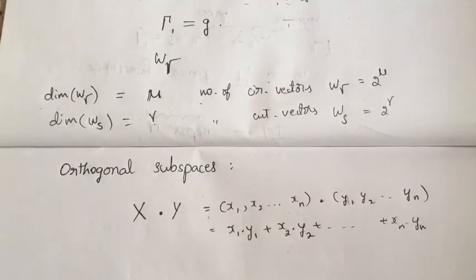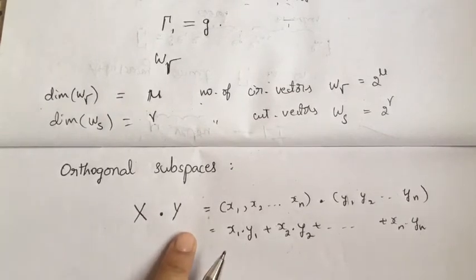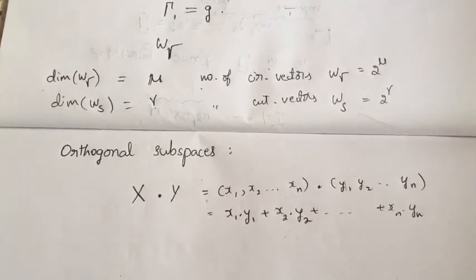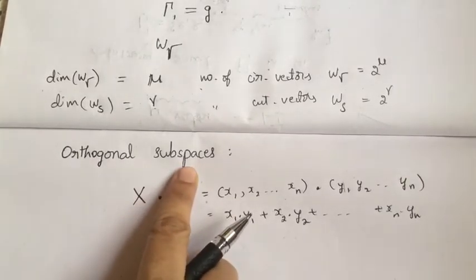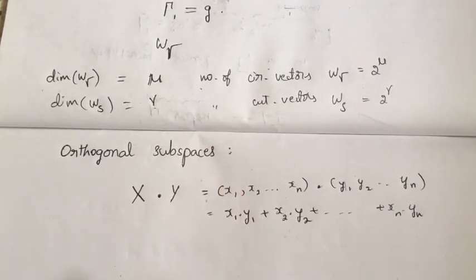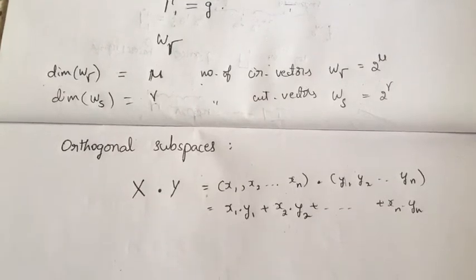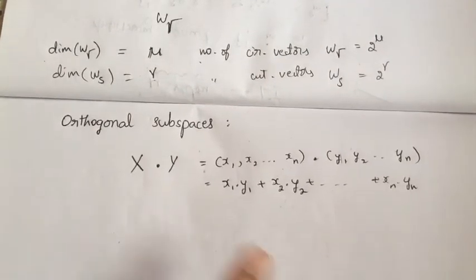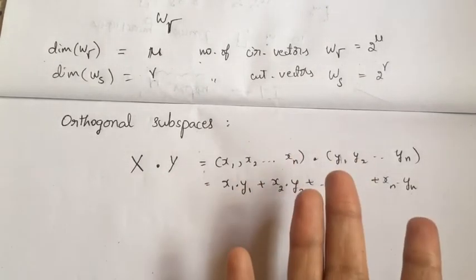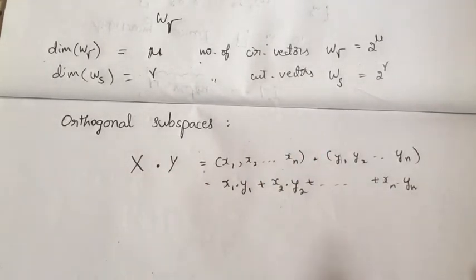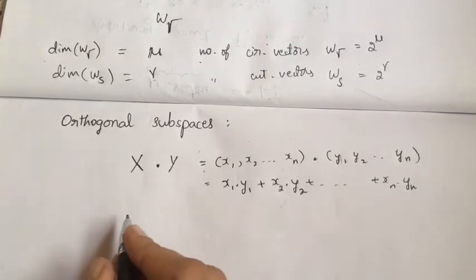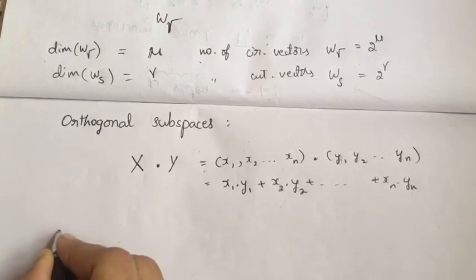Okay, this is the dot product of two vectors x, y in a vector space, say W. I am defining orthogonal subspaces. Two subspaces are said to be orthogonal to each other if every vector in one is orthogonal to every vector in the other. Then I can say that two subspaces are orthogonal.